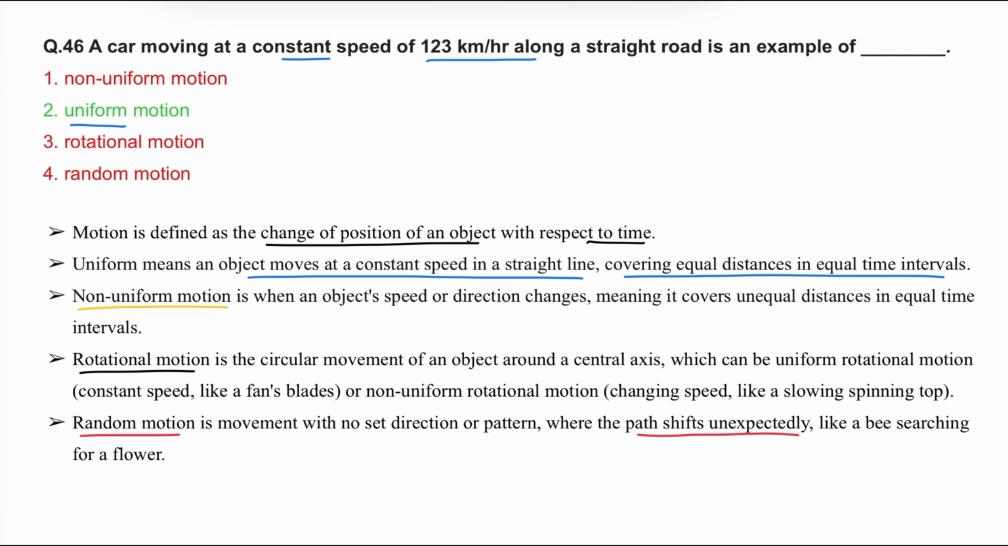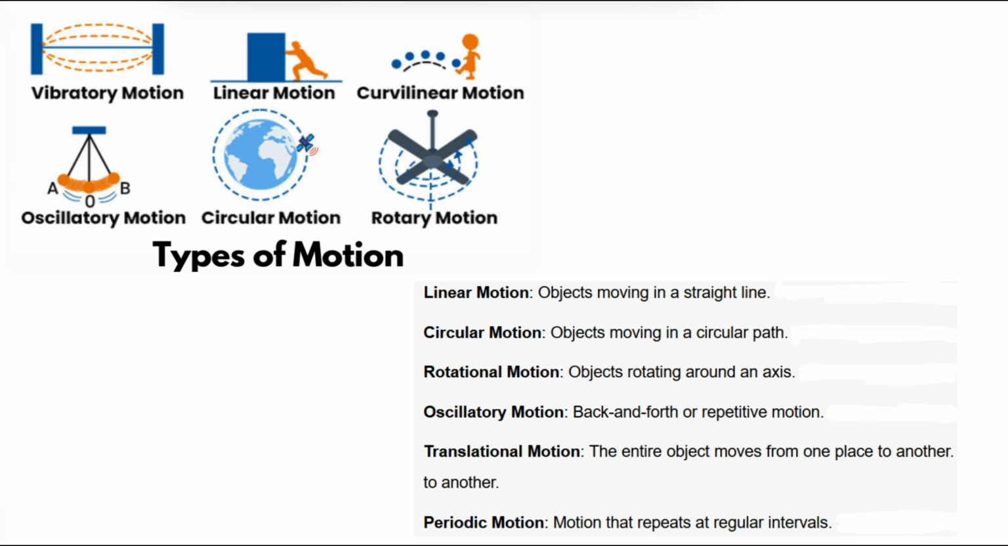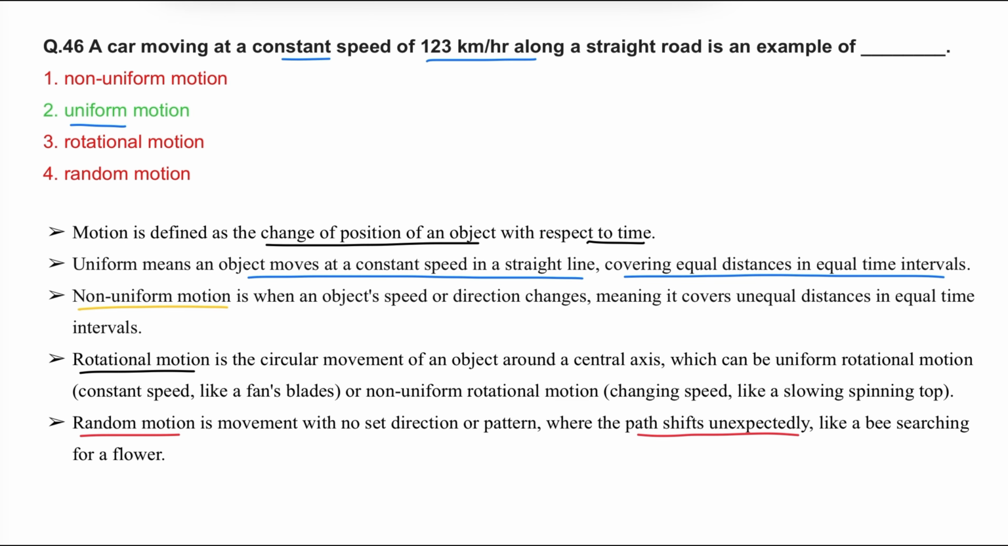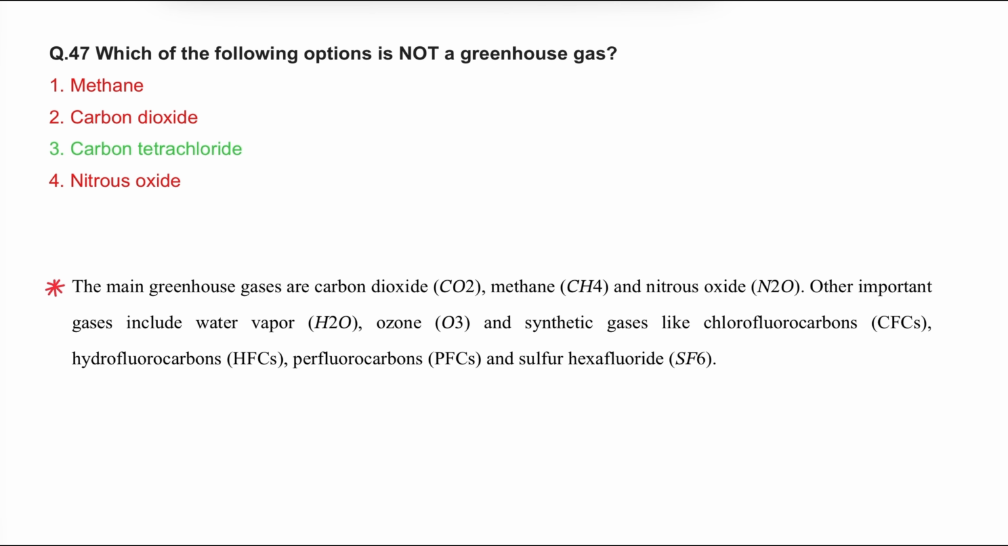Different types of motion: linear motion, object moving in a straight line; circular motion, object moving in a circular path; rotational motion, object moving around an axis; oscillatory motion, back and forth or repetitive motion; translational motion, the entire object moves from one place to another, that is translation. Next, periodic motion, motion that repeats at regular intervals. Correct answer 2.